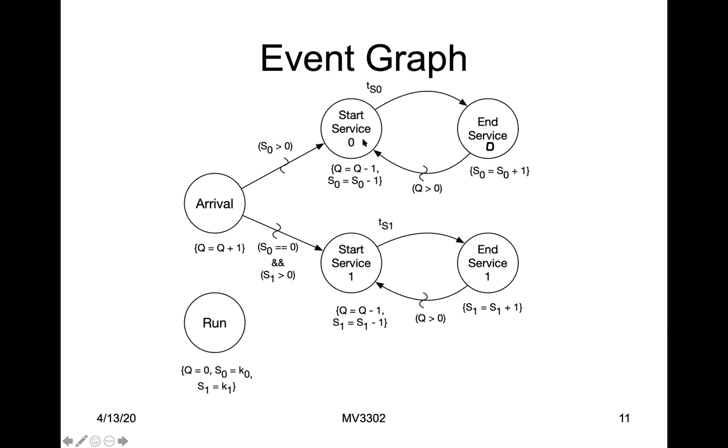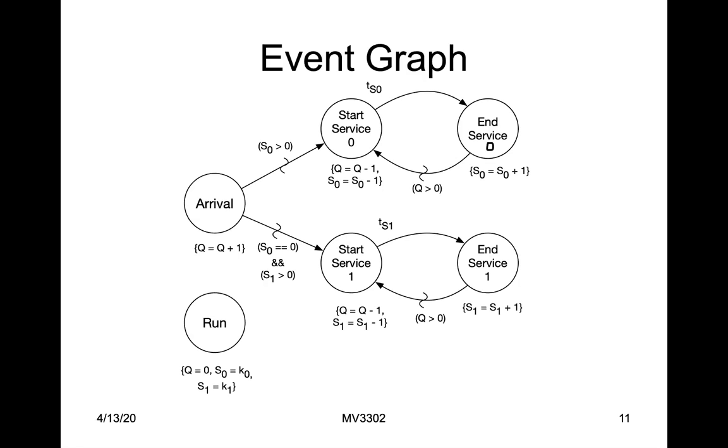The third possibility is that all of the type 0 servers are busy, but there's an available type 1 server. In that case, we would schedule a start service on the type 1. Okay, so all of that is fairly straightforward.